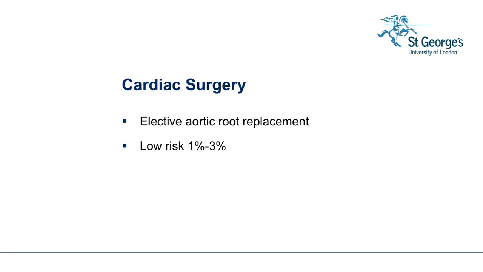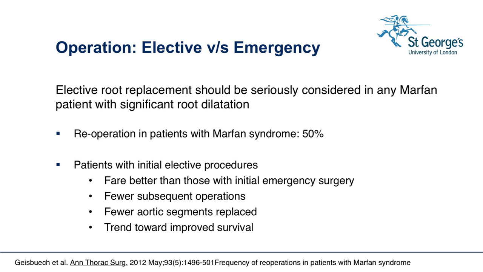Elective aortic root replacement in expert surgical hands bears a very low risk of between 1 and 3%, which means it has a 97% chance of success. Elective surgery is much safer than emergency surgery. Patients with initial elective procedures fare much better with a much lower complication rate and fewer subsequent operations.